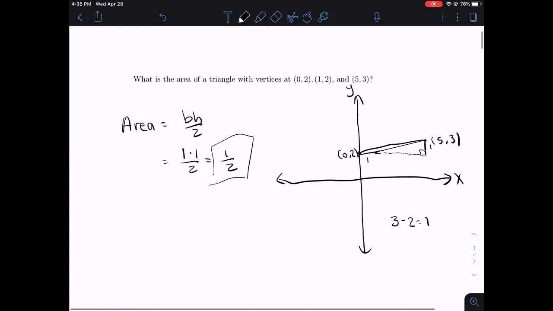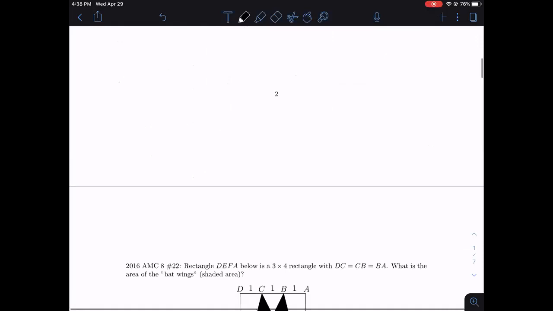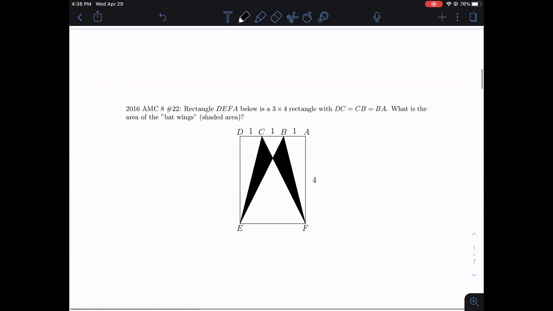Okay, we're going to go on to the next question. And this is an AMC 8 question now. So I'll just let you all read it first.